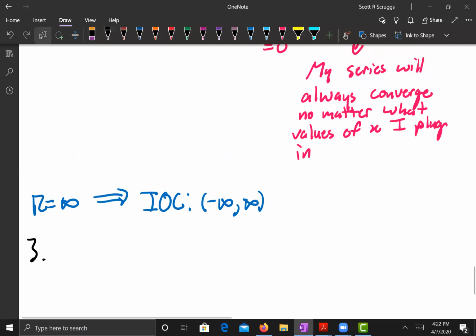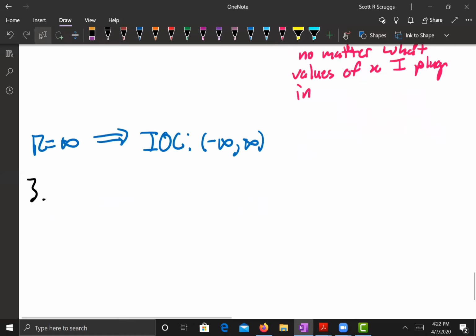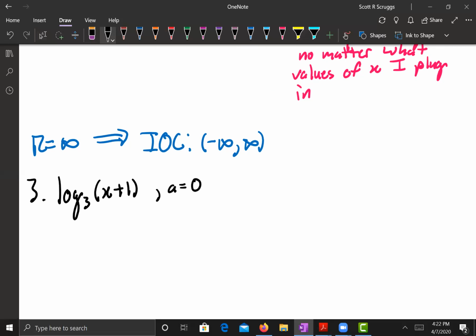And like I said, I think this is the chapter where the rubber meets the road, as we're essentially putting everything we learned together. So, I found a bad one to work on. Log base 3 of x plus 1. And I want y'all to find the Maclaurin series of that.